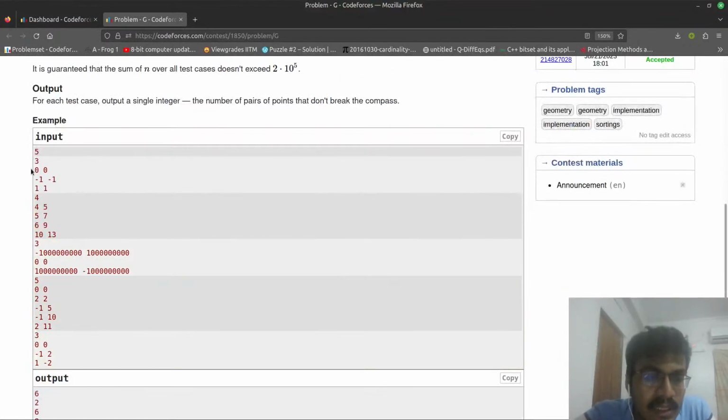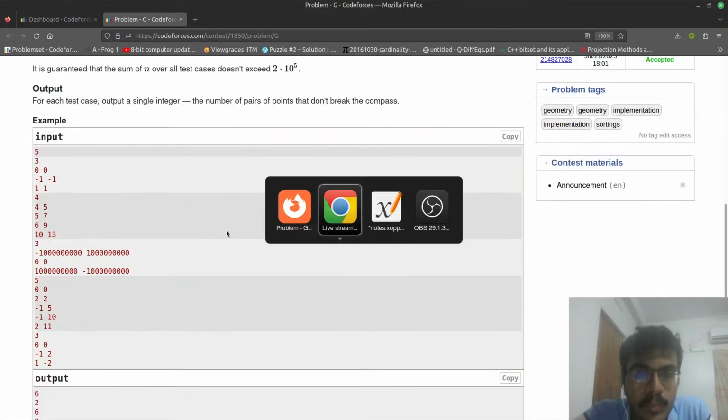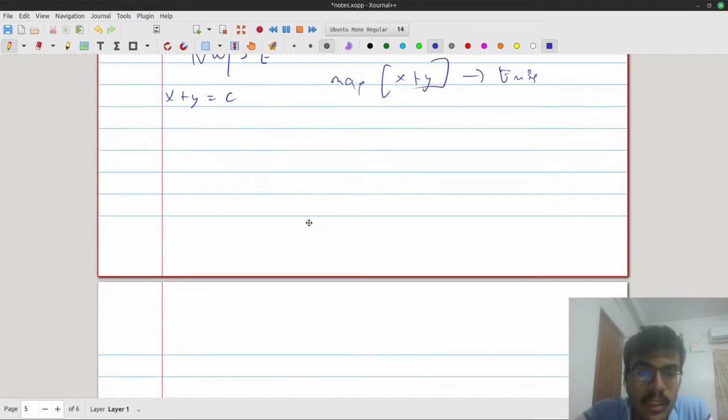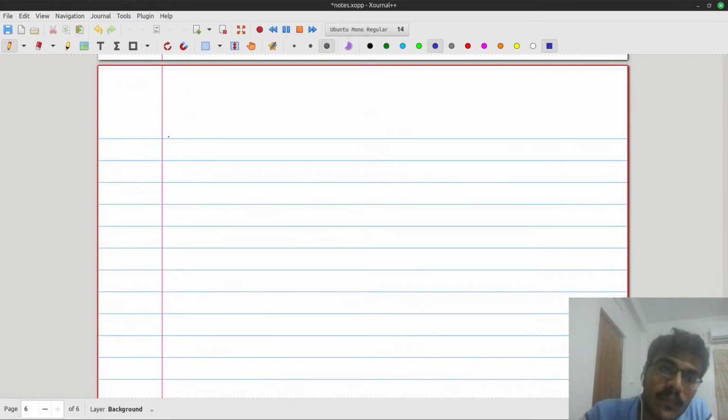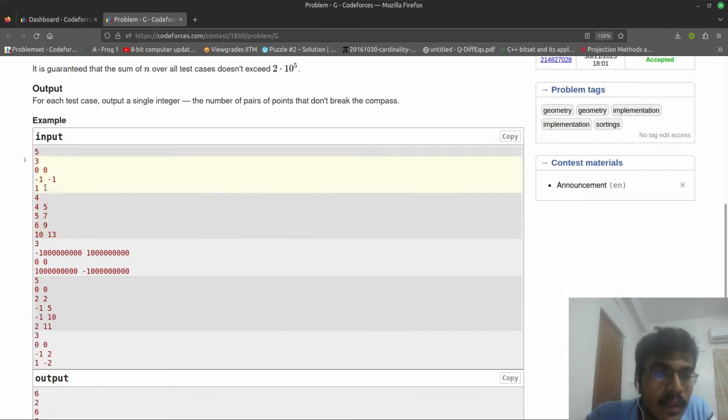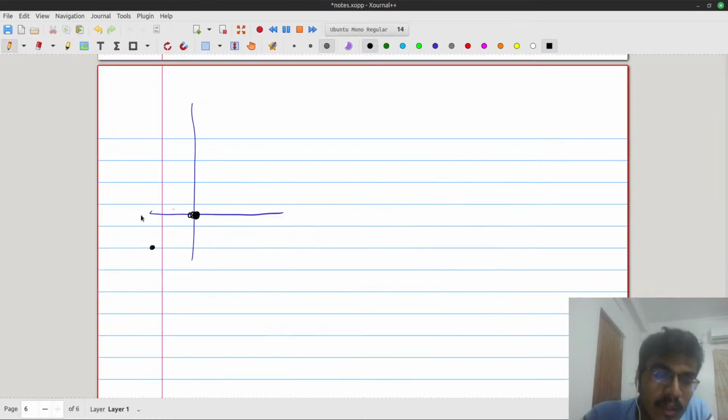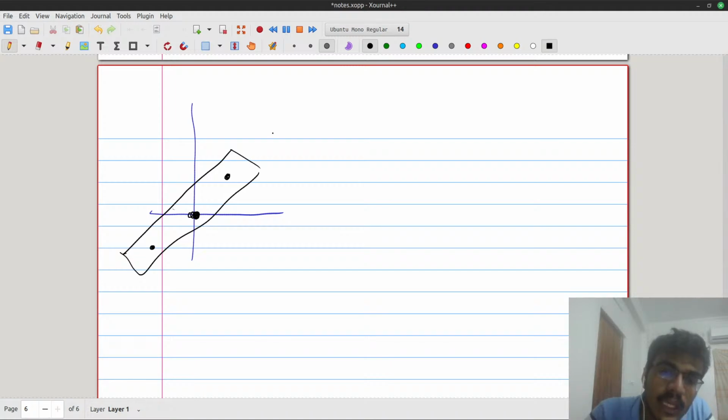So the first case was (0, 0), (-1, -1), and (1, 1). I'll plot all of that. (0, 0) is over here, (-1, -1) is over here, and (1, 1) is over here. If you think about this particular test case, all of them pass through the line y equals x, right?